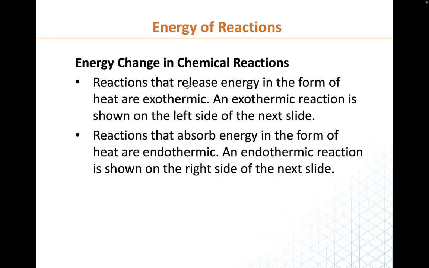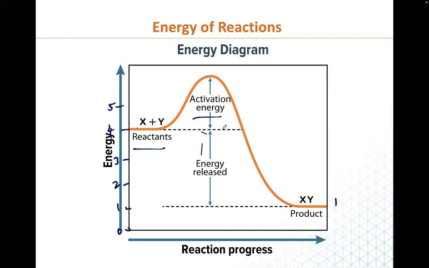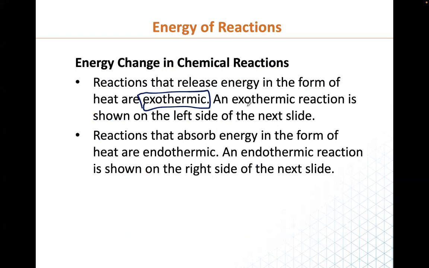Energy change in chemical reactions. A reaction that releases energy in the form of heat is exothermic. When they release energy to the environment, this one that releases energy is exothermic. It's exothermic because it has very high energy at the start, and at the end it has very low energy, meaning 3 joules of energy is lost to the environment. An exothermic reaction is shown on the left side of the next slide.